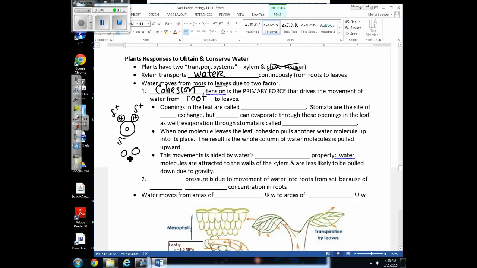Whenever you have other water molecules with these charges, these opposite charges attract. And if you remember, that is why hydrogen bonding occurs between these molecules. And the fact that two water molecules are attracted to one another is called cohesion. So what happens at the leaf of a plant is there are openings called stomata.